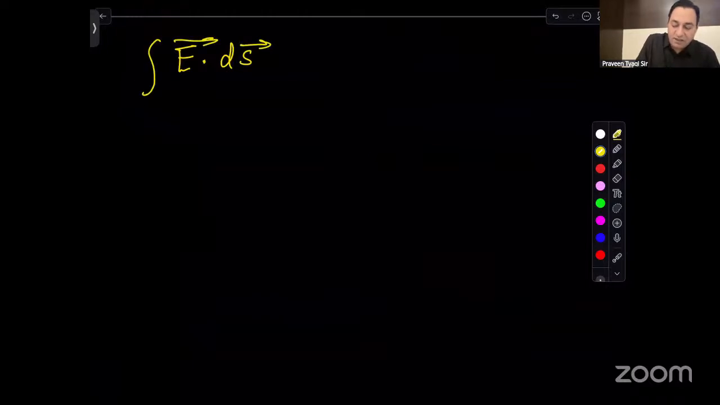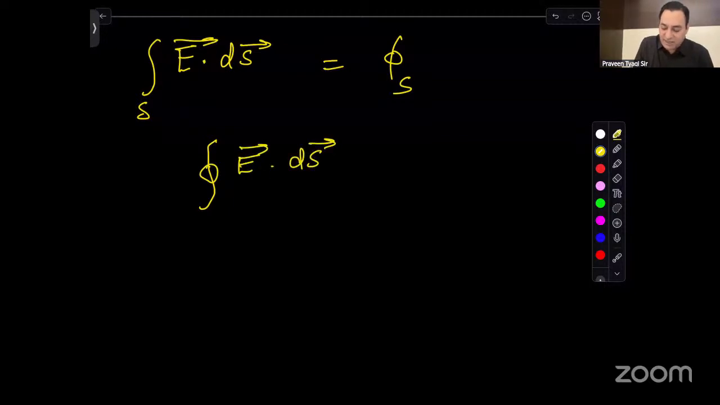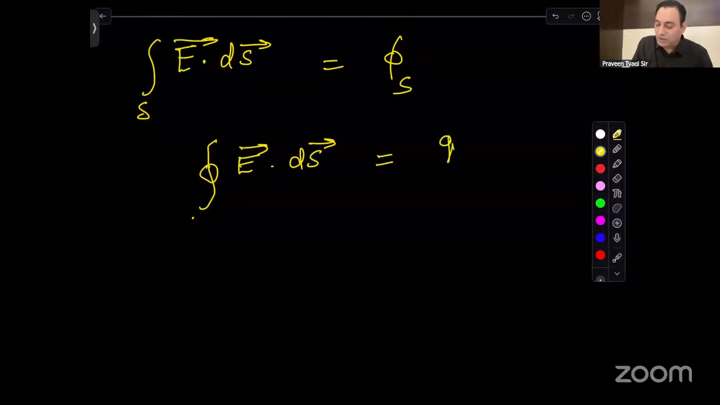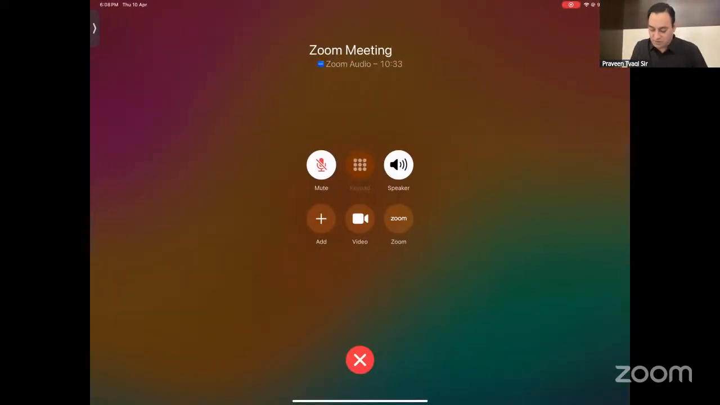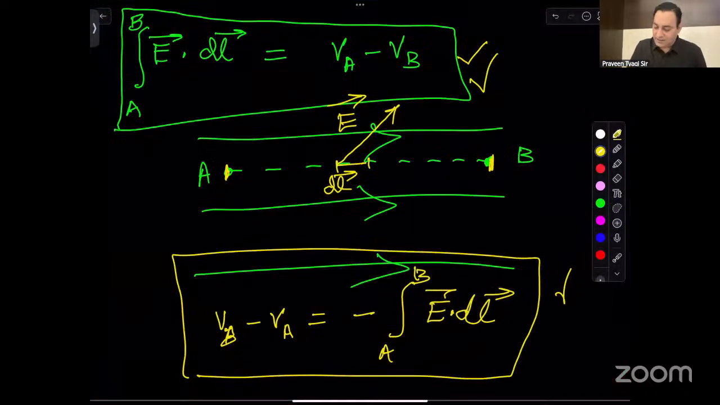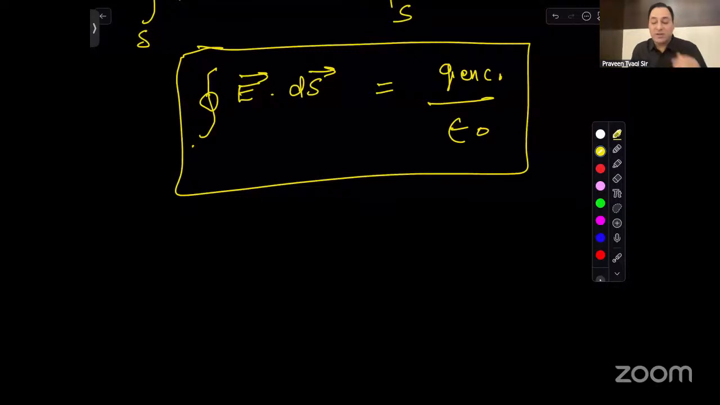There was another thing, E dot ds, surface integral of electric field, which for any surface gives you the flux passing through that surface. And we also learned Gauss theorem that if there is a closed Gaussian surface, in that case, E dot ds for that closed Gaussian surface is equal to Q enclosed upon epsilon naught. This was Gauss's theorem. Now, I'm quickly brushing up these results.